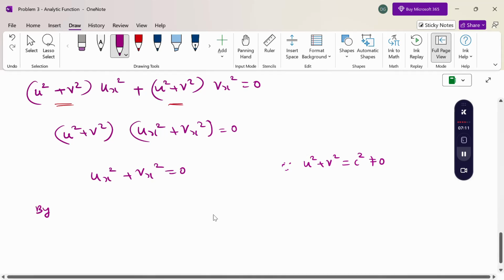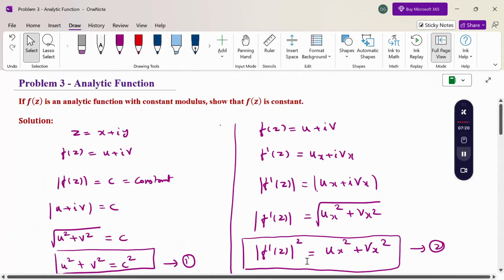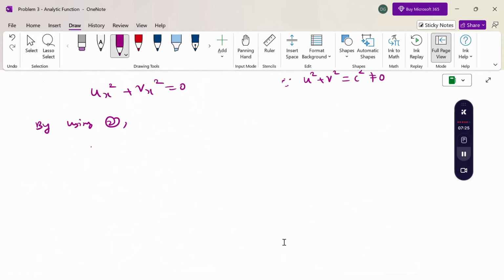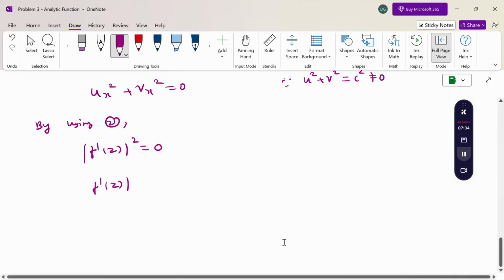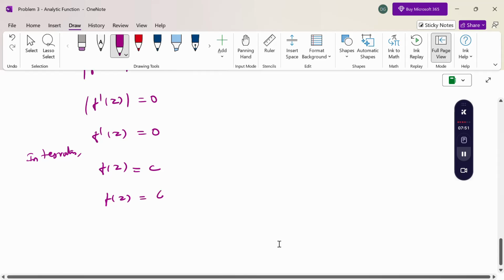By using equation number 2, ux square plus vx square equals modulus of f dash of z, squared. Therefore modulus of f dash of z square equals 0. Then removing the square, modulus of f dash of z is 0, so f dash of z equals 0. Then integrating, f of z equals c. So what is c? Constant.